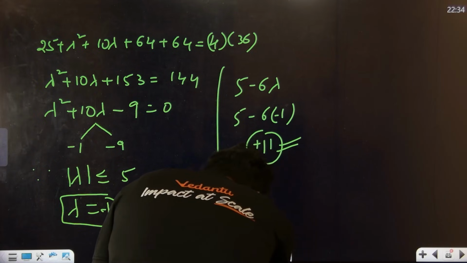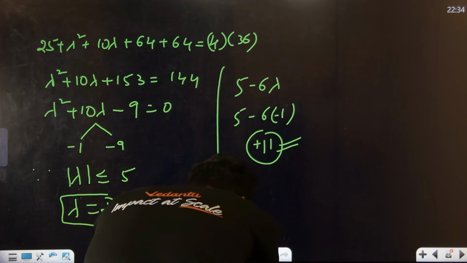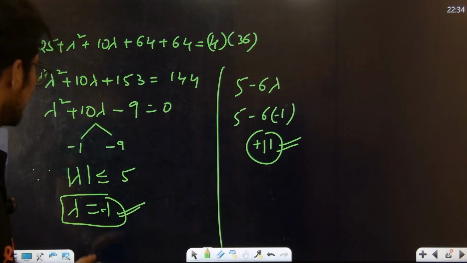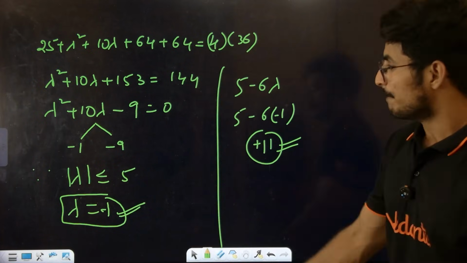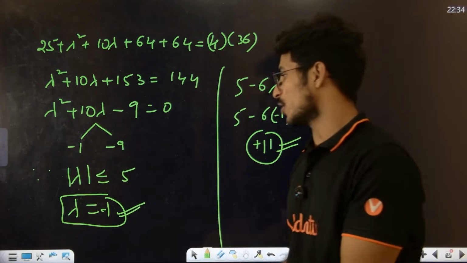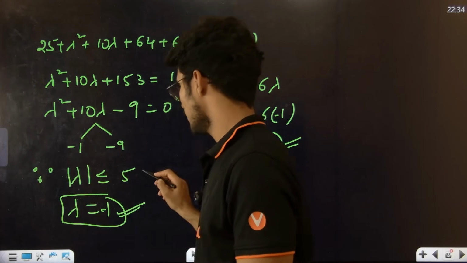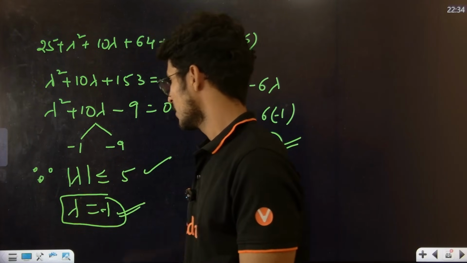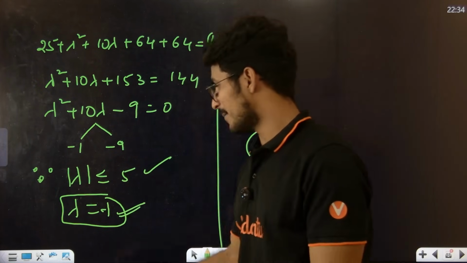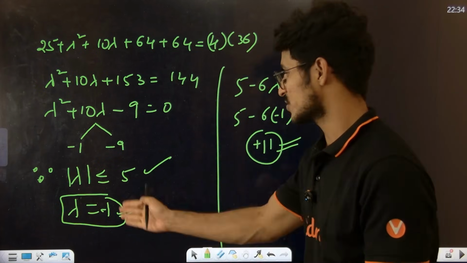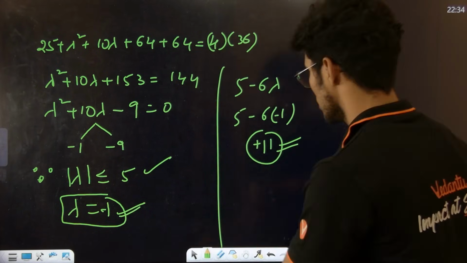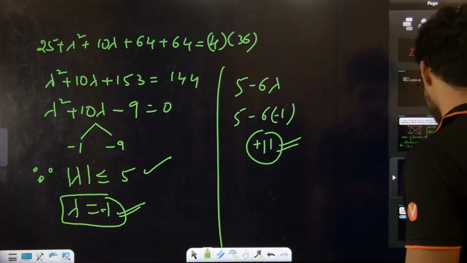Now we'll go forward with the next question. What the next question says, we'll see. Here you understand, right? Any doubt? Modulus of lambda is lesser than or equal to 5 given to us. Since modulus of lambda is lesser than or equal to 5, lambda should be minus 1. Yes or no? Putting minus 1 satisfies lesser than or equal to 5. So minus 1 means 11 is the answer. Next question.